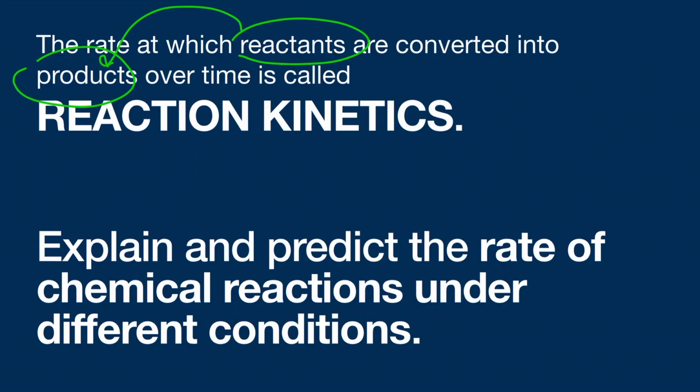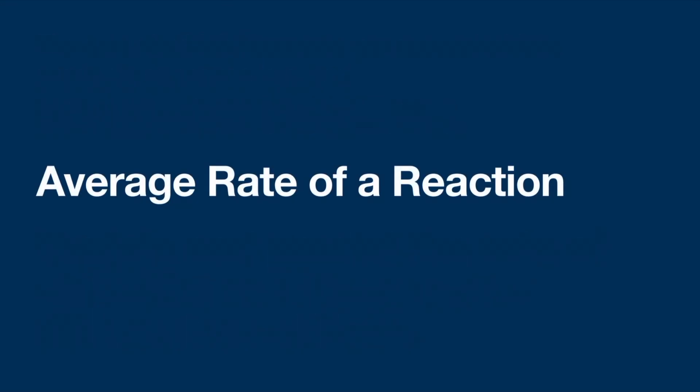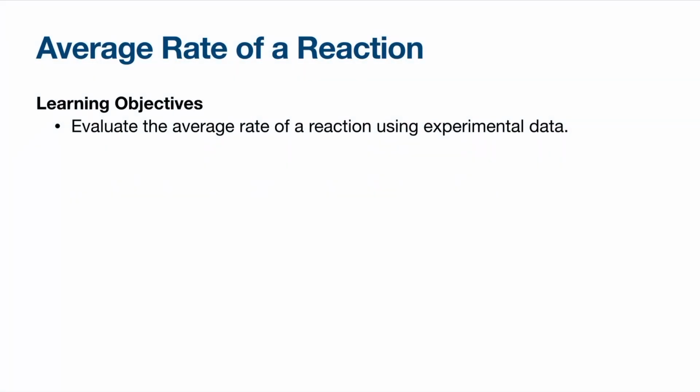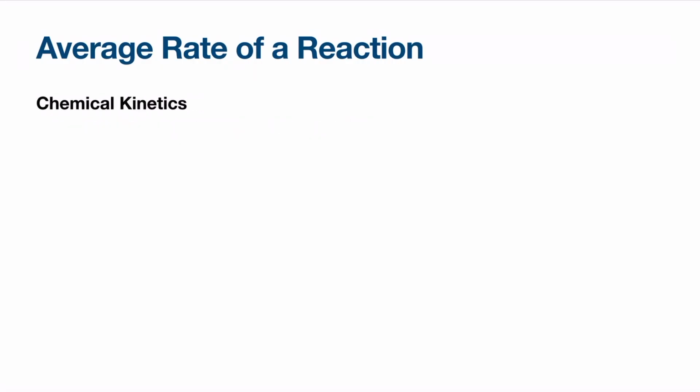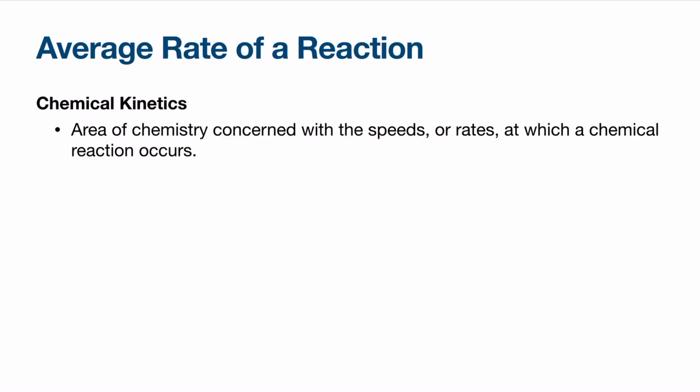With that in mind, let's focus on today's lesson, the average rate of a reaction. By the end of this video, you should be able to evaluate the average rate of a reaction using experimental data. Chemical kinetics is the area of chemistry concerned with speeds or rates at which a chemical reaction occurs.